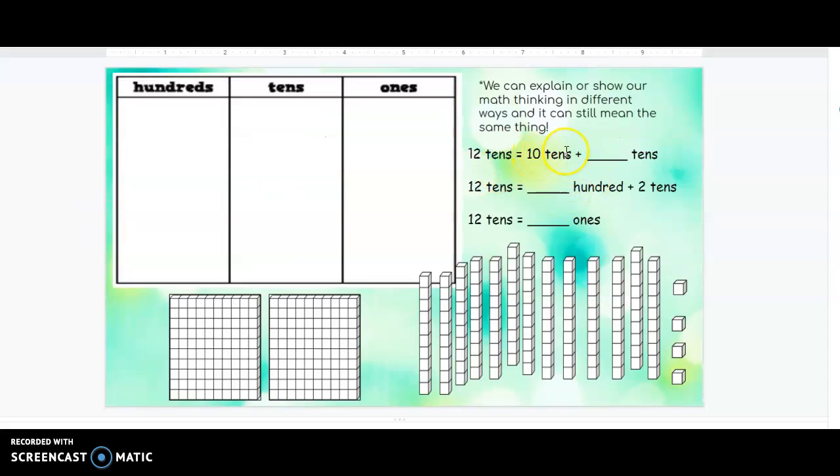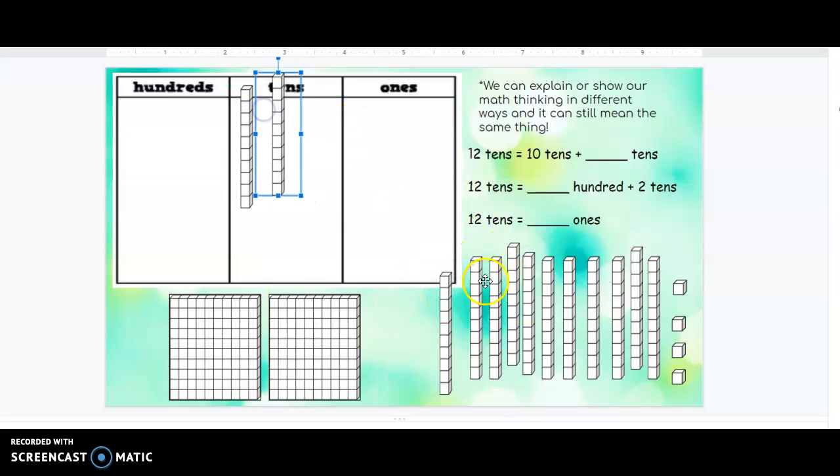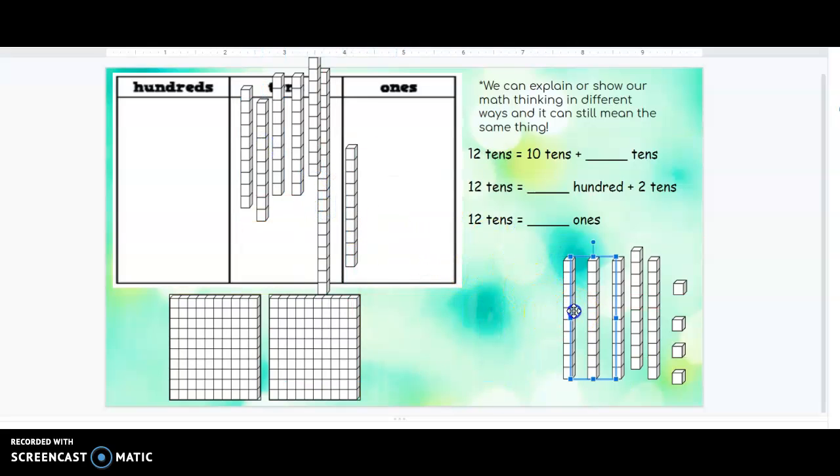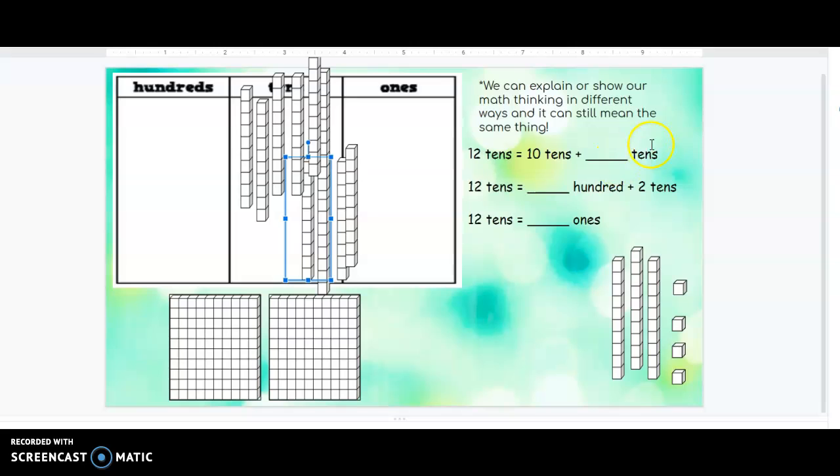Right here, 10 tens plus how many tens equals 12 tens? So let's add them up. Well, here's 10. 1, 2, 3, 4, 5, 6, 7, 8, 9, 10. Well, I have 10 tens plus how many more tens to make 12? Well, 10 plus 2 more is 12. So let me add 1, 2. Okay? So 10 tens plus 2 tens equals 12 tens.